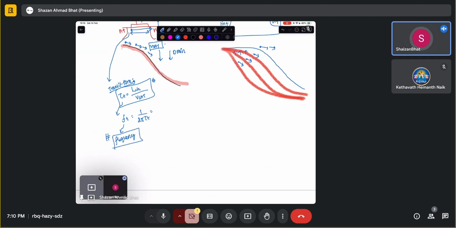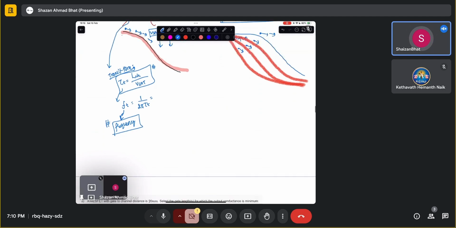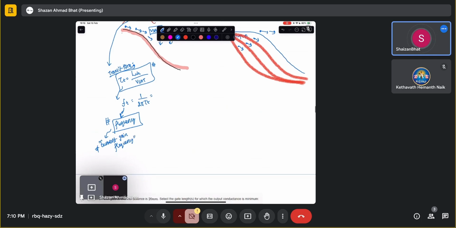So there are two types of frequencies. This is one of the frequencies, which is with respect to the current. This is basically the current gain frequency. Okay, so you have a plot for gain versus frequency. This is in decibels.